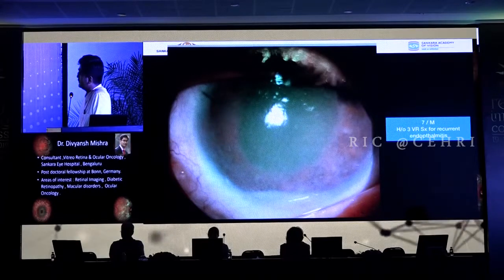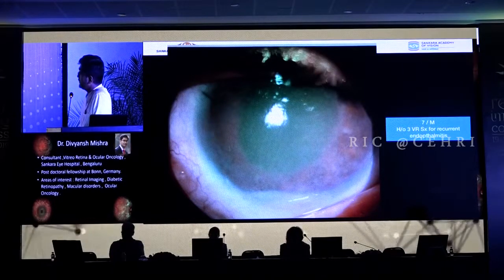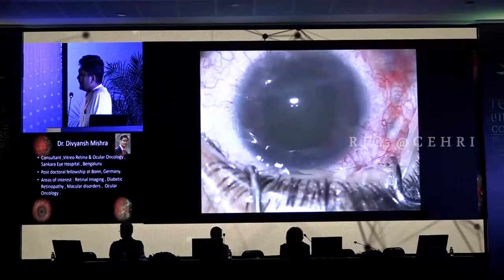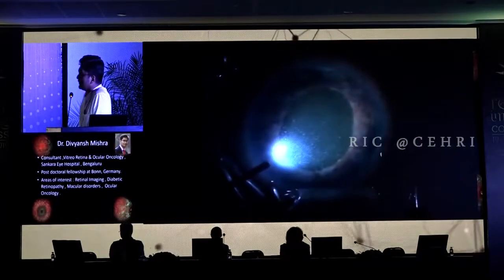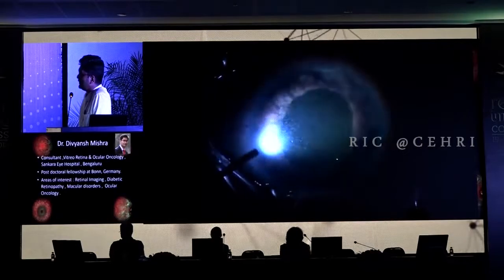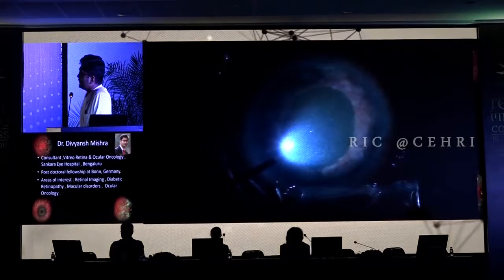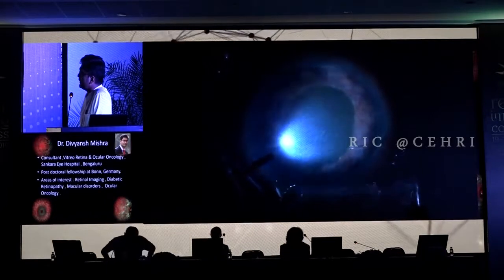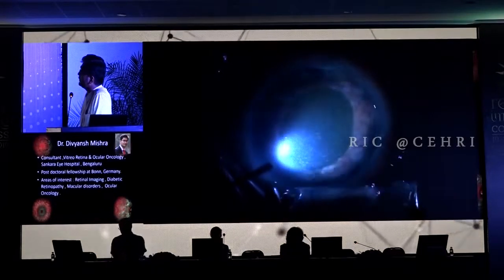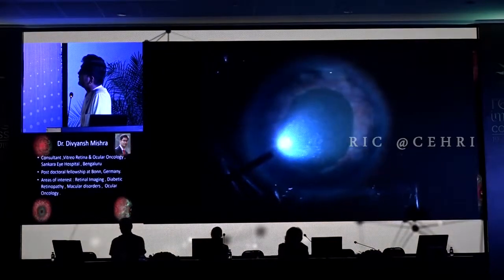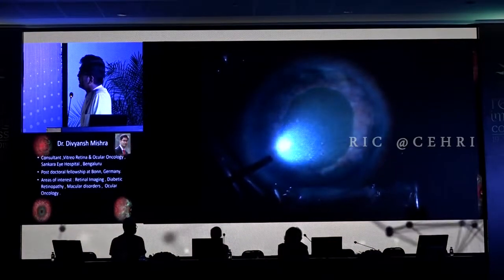A very interesting case. This was referred to us after 3 VR surgeries for recurrent endophthalmitis. A 7-year-old boy. As we can see, this is when we are doing an EUA, with a light pipe, and we can see some cells floating freely in the vitreous cavity, and these are all white, small, fluffy lesions present on the iris and all towards the angle, and there is some kind of a hypopyon.